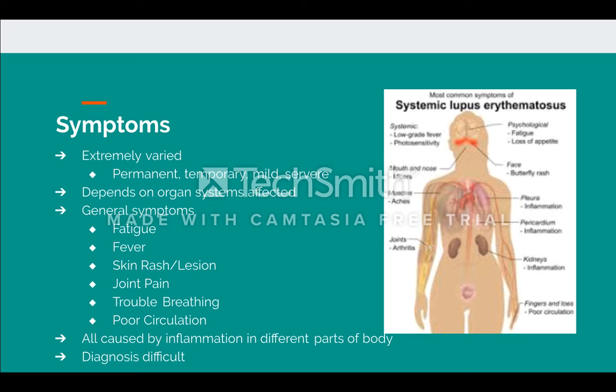Some general symptoms you'll see with someone with SLE are fatigue, fever, skin rashes or lesions, joint pain, trouble breathing, or poor circulation, all caused by the inflammation and tissue damage resulting from the disease. The uniqueness of every case of SLE makes it hard for initial diagnosis.